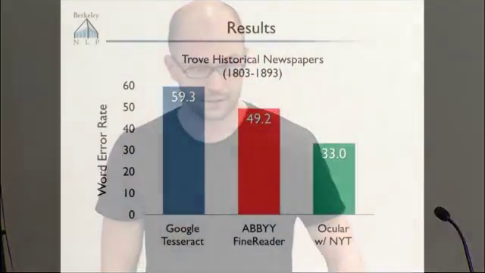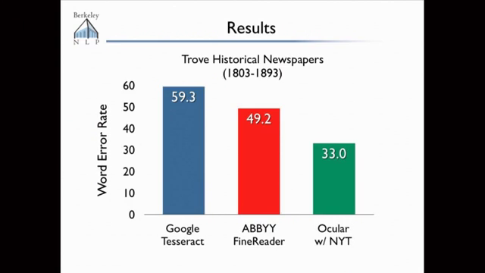Here's the second test set, Trove. Here, Google Tesseract's doing even worse. This is kind of a harder test set in a way. It's getting a word error rate of 59.3. Now, Abbyy FineReader's getting almost half of words wrong, 49.2. And our system with the out-of-domain language model is getting a word error rate of 33. And so that's not quite a 50% error reduction compared to Google Tesseract, but it's kind of close.